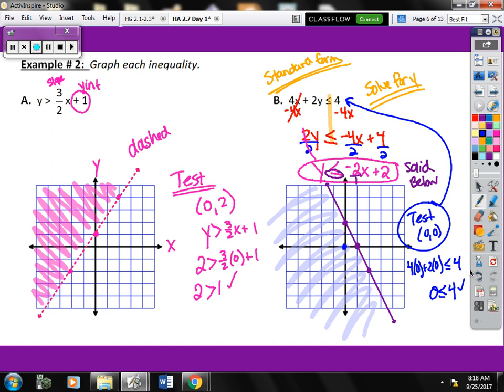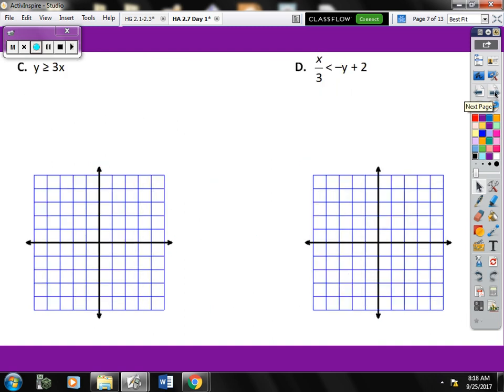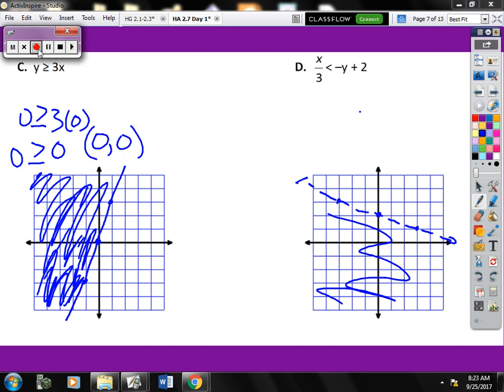All right, see if you can try C and D. And we'll go over them. For D, you had to solve for y. So the first thing you're going to do is subtract 2, just like Caleb had showed.